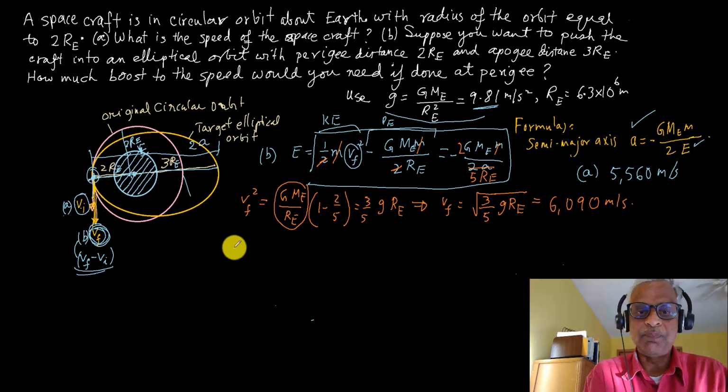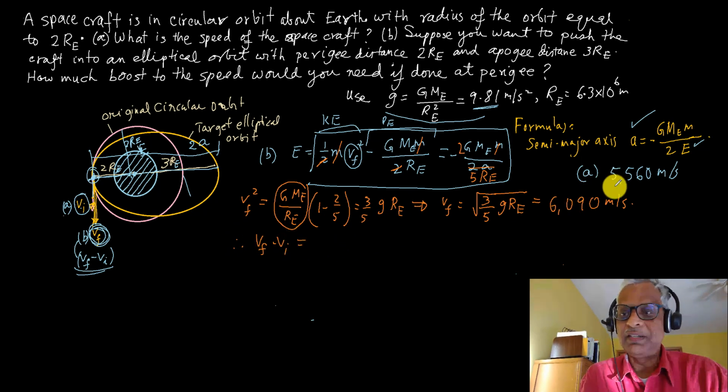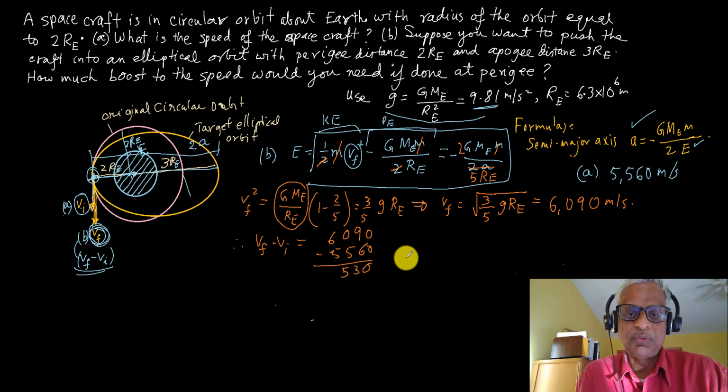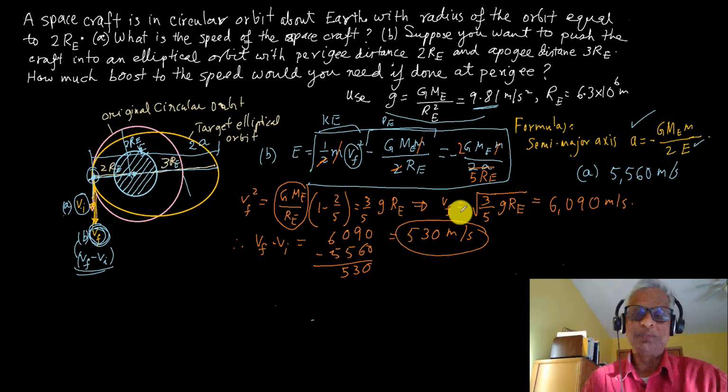Therefore, vf minus vi is going to be this minus that: 6090 minus 5560. So it's actually 530 meters per second. So that's the boost I need to make.